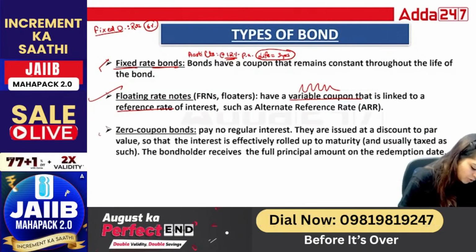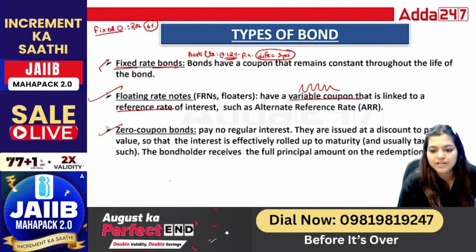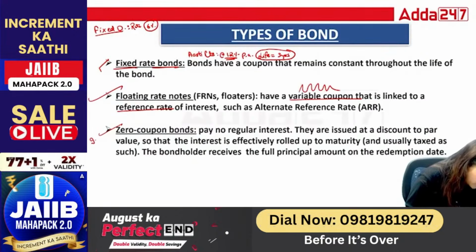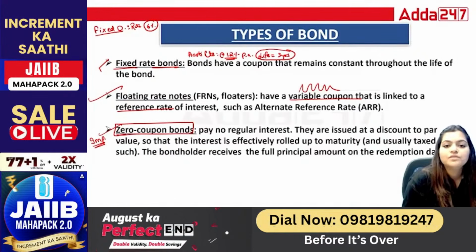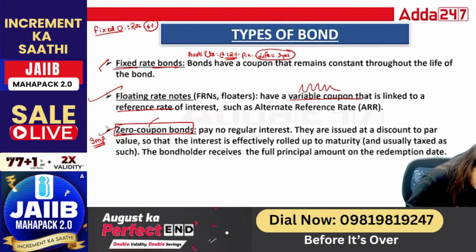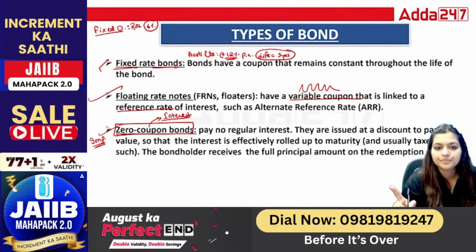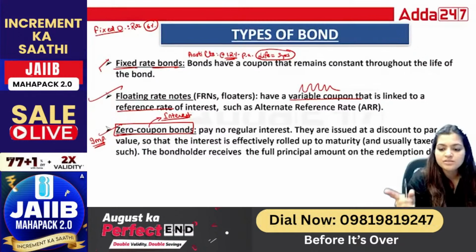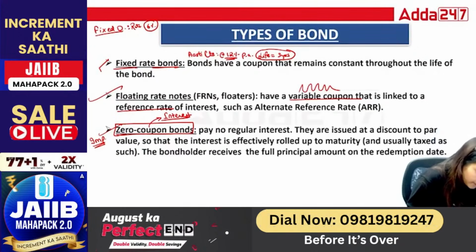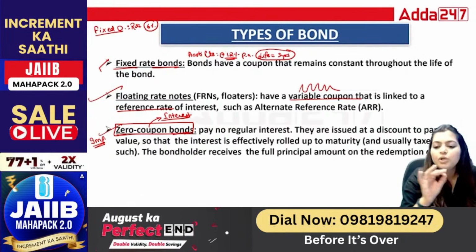Next, zero coupon bonds. Now this is a very interesting one, and this is important also. In the exam they can ask you a direct question based on this. So zero coupon bonds. See what I told you about coupon? Coupon means interest. Now read it again with this term: zero interest bond. Zero coupon bonds means zero interest bond. Zero means nothing. So here the bonds will carry zero interest.